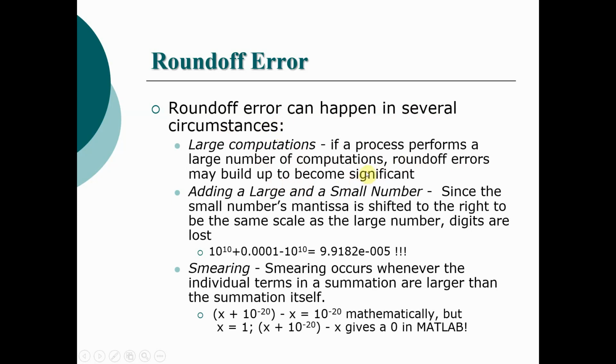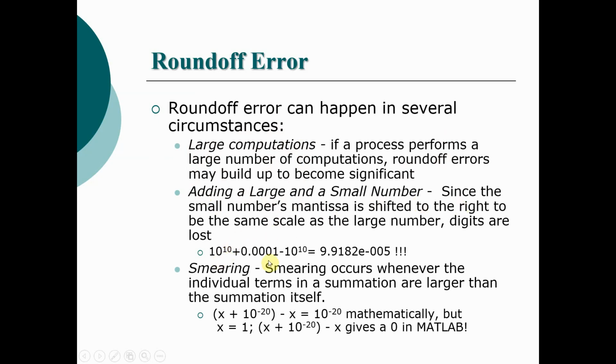So let's say you have so many operations: additions, subtractions, multiplications, divisions. Each of them, you're basically truncating some numbers after the floating point, right? So these errors are going to add up if you have a large number of computations. Another case is when you add a large and a small number, right?